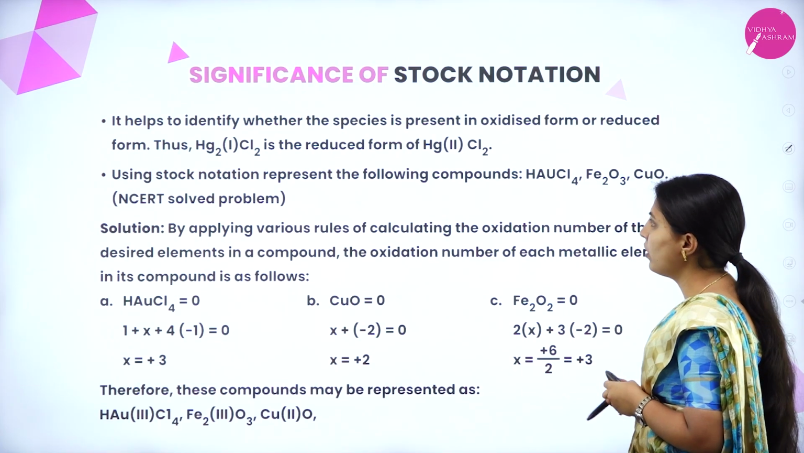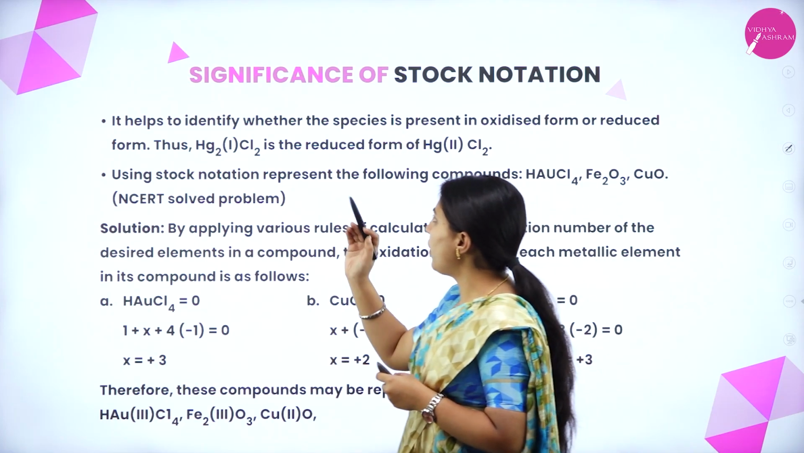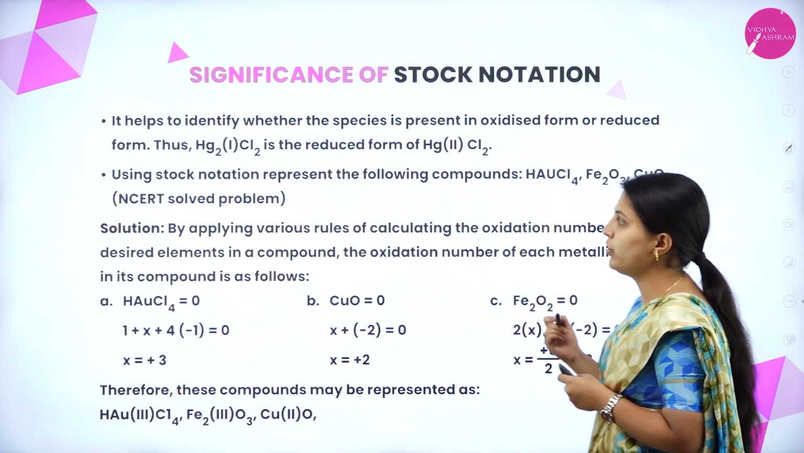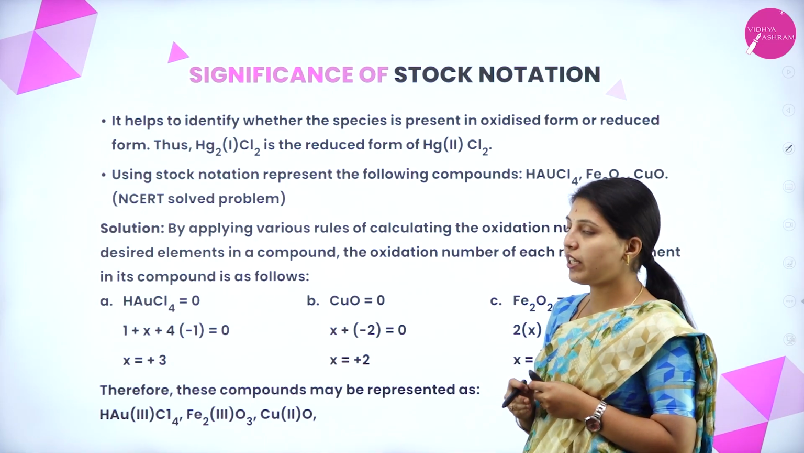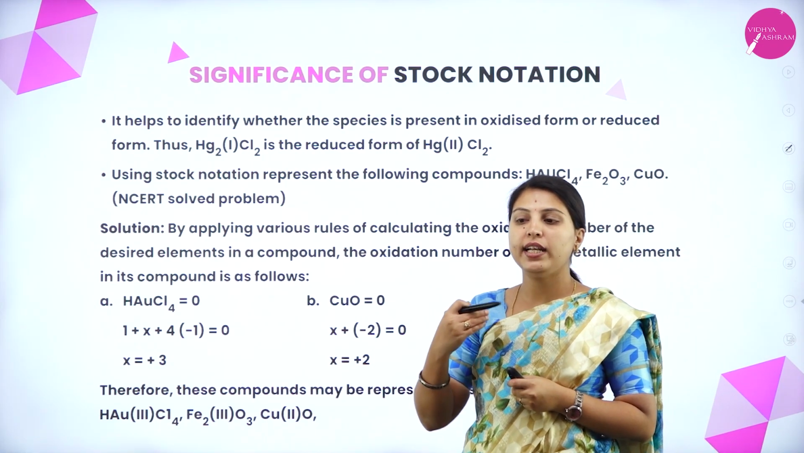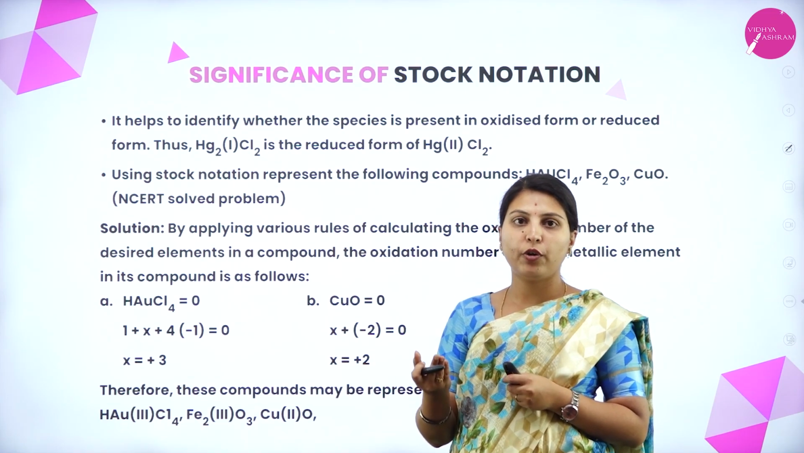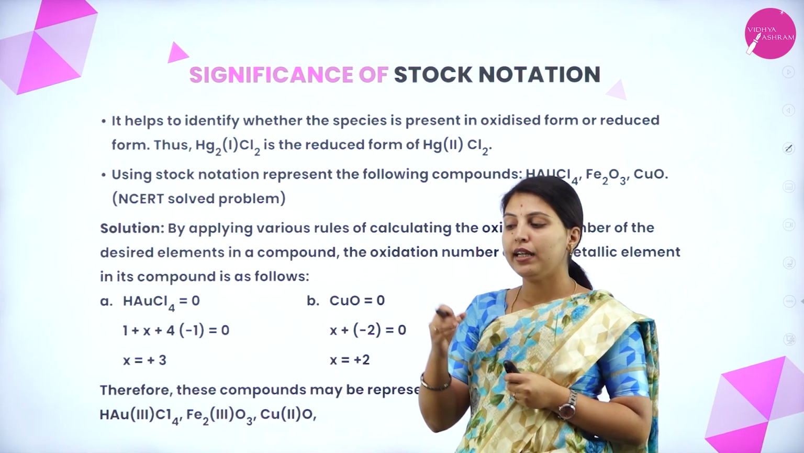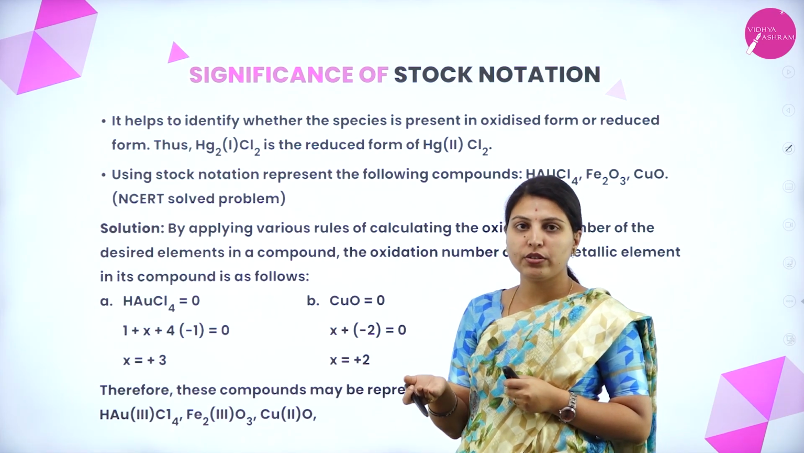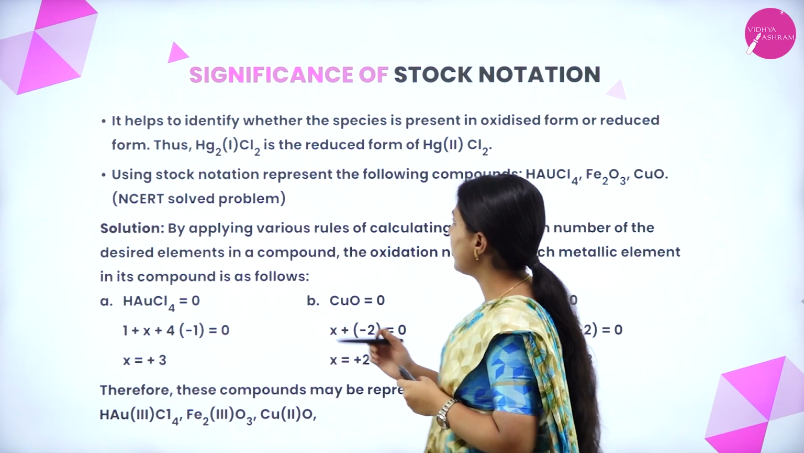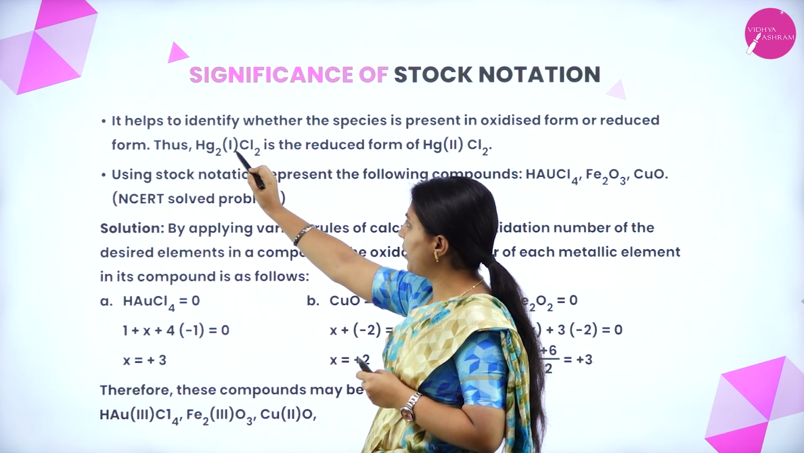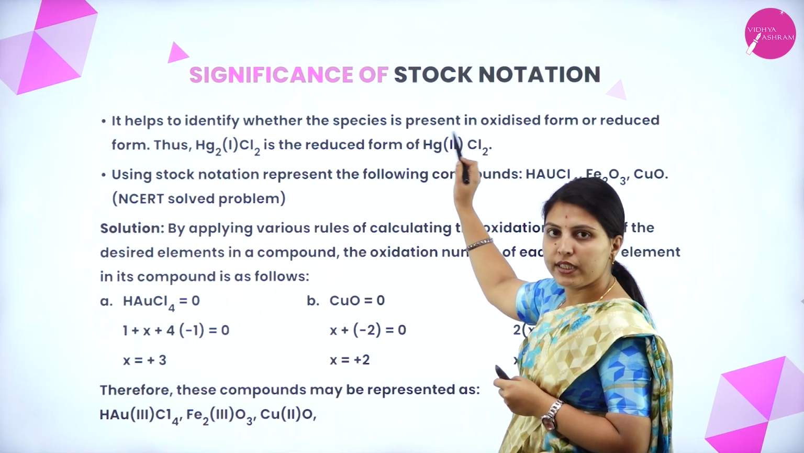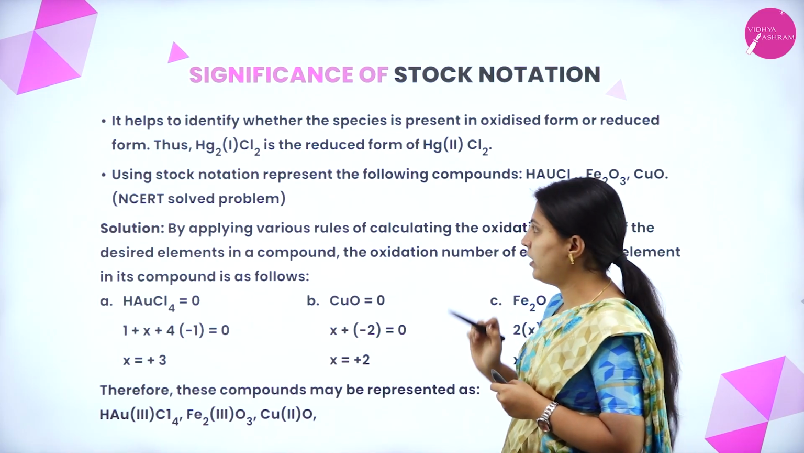Significance of Stock notation. It helps to identify whether the species is present in oxidized form or reduced form. What is the significance of Stock notation? By looking at the compound written in Stock notation, you can identify whether the compound is reduced or oxidized. See here, mercury chloride with mercury in oxidation number 1 is the reduced form of the one with oxidation number 2.